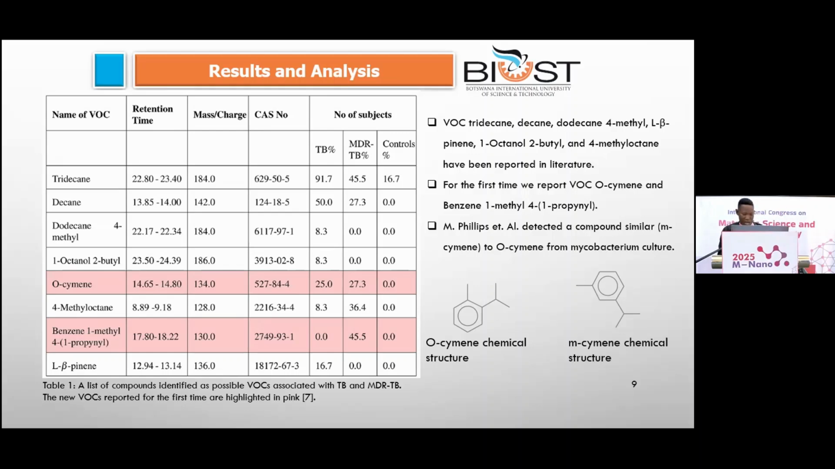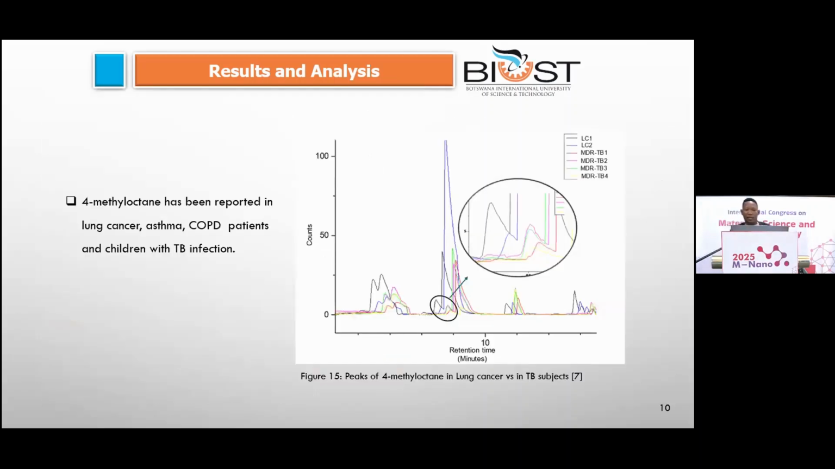And from there, we also know that 4-methyl-octane, which is one of the VOCs that we also reported, has been reported in lung cancer, asthma, COPD patients, and children with TB infections. Because one of my colleagues is working on lung cancer patients, we compared the concentration of this VOC in lung cancer patients and in TB patients. And you observe that on average, lung cancer patients have a higher concentration of this VOC as compared to TB.